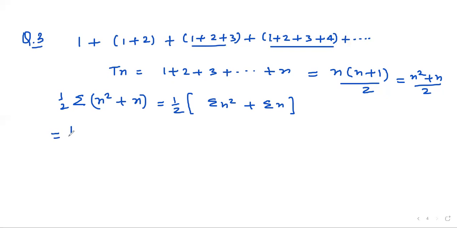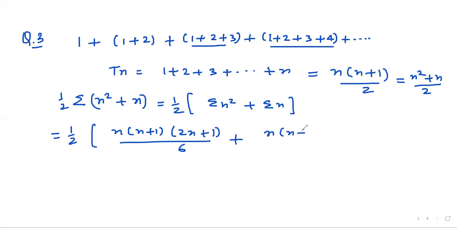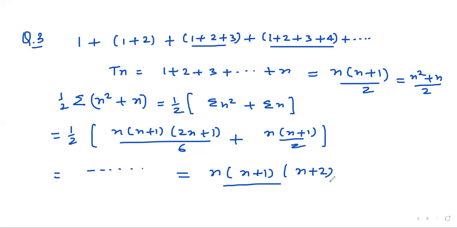Now we put the values. So 1 by 2 sigma n square is given by n into n plus 1 into 2n plus 1 divided by 6, plus sigma n is given by n into n plus 1 divided by 2. And we can solve it. Two steps I am leaving for you. So it will give n into n plus 1 into n plus 2 divided by 6.